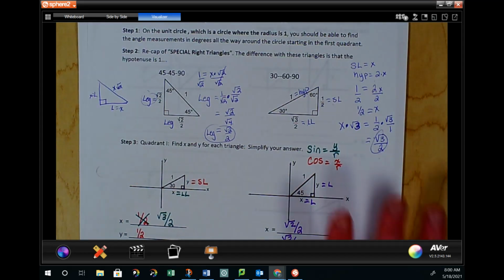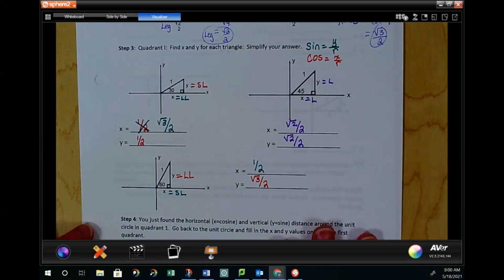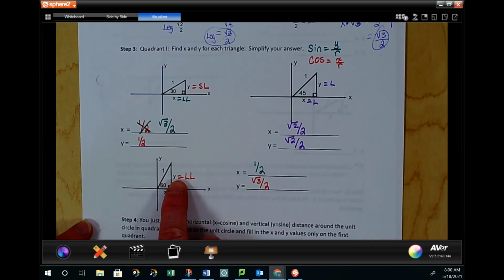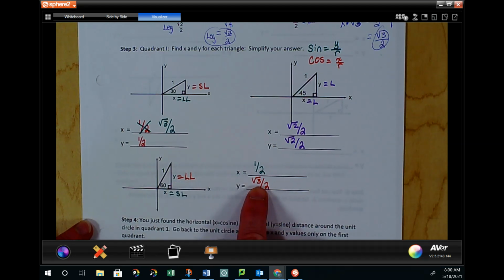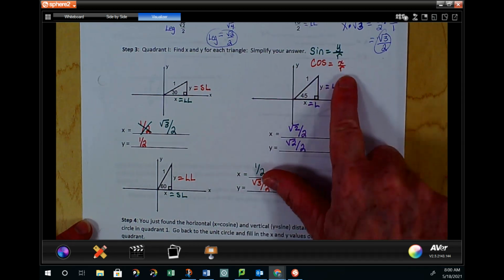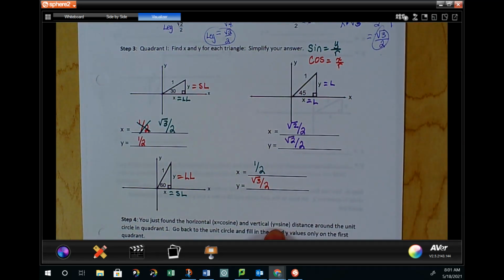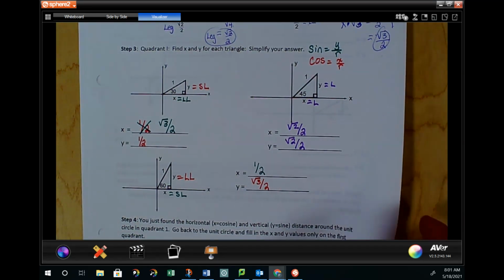So now we've got this. This was for that first little quadrant. Again, my long leg was y, so that's the square root of 3 over 2, and then my short leg is 1/2. Now you have to find the horizontal, and the horizontal is your x value, cosine. We talked about that yesterday. And your y value is your sine and the distance around the circle.